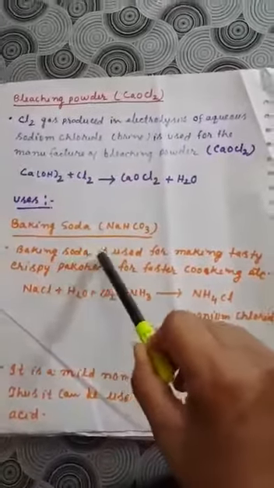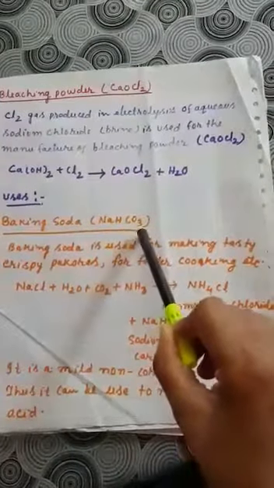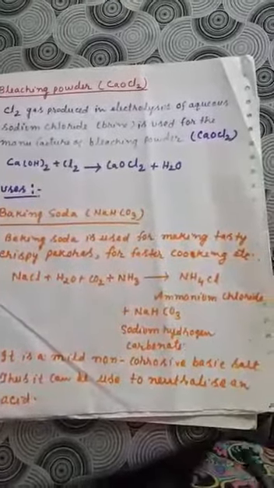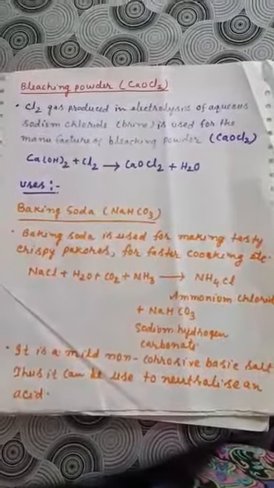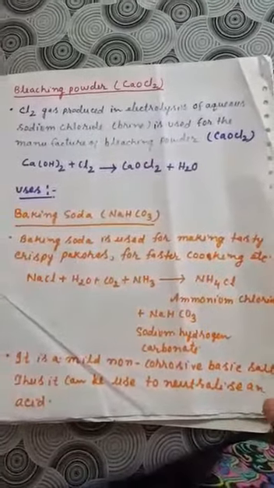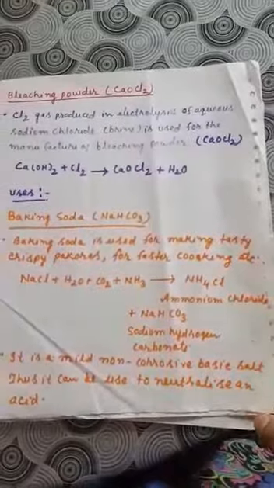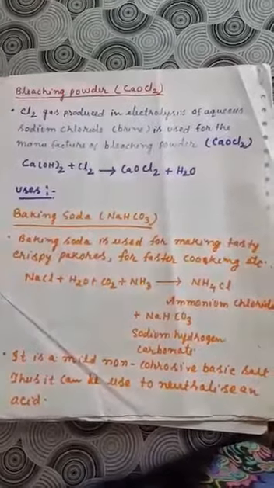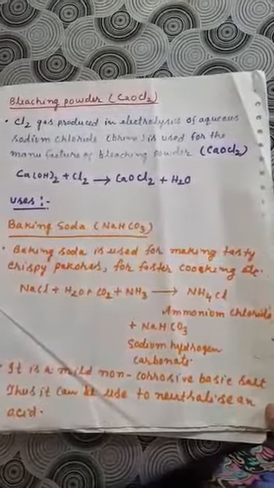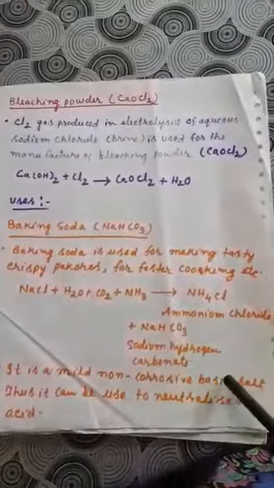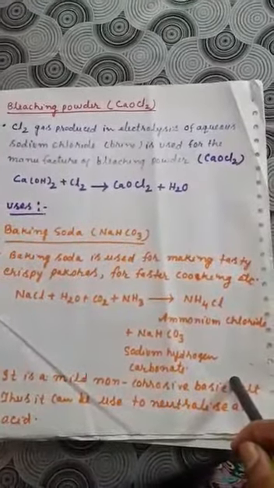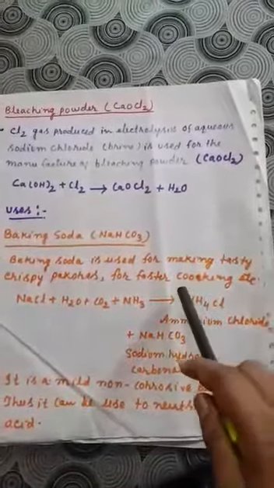Now next is baking soda. The chemical formula is NaHCO3, that is sodium hydrogen carbonate. It is a mild non-corrosive basic salt. Mild means medium. Its activity will be medium, not that high, not that low. And it is a non-corrosive basic salt. That means sodium hydrogen carbonate is basic in nature, thus it can be used to neutralize an acid. Baking soda is used for making tasty and crispy pakoras, that everyone knows. For faster cooking also it is used.